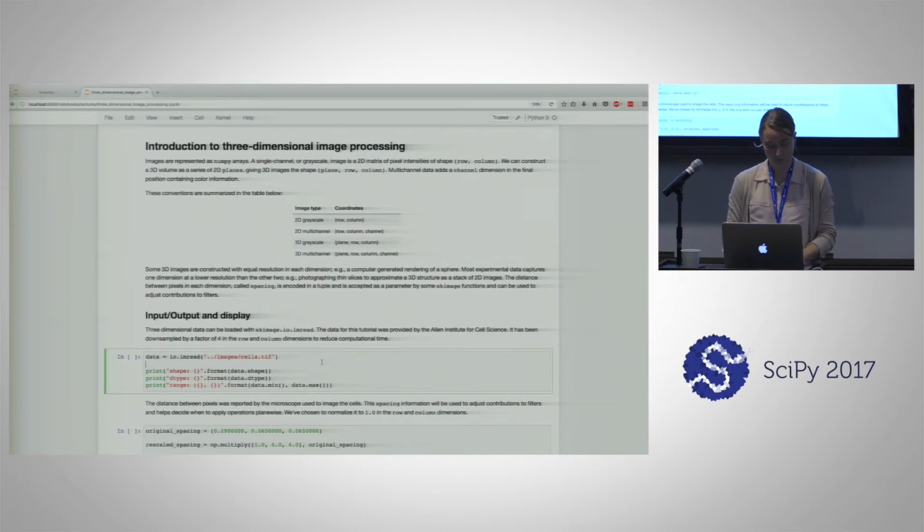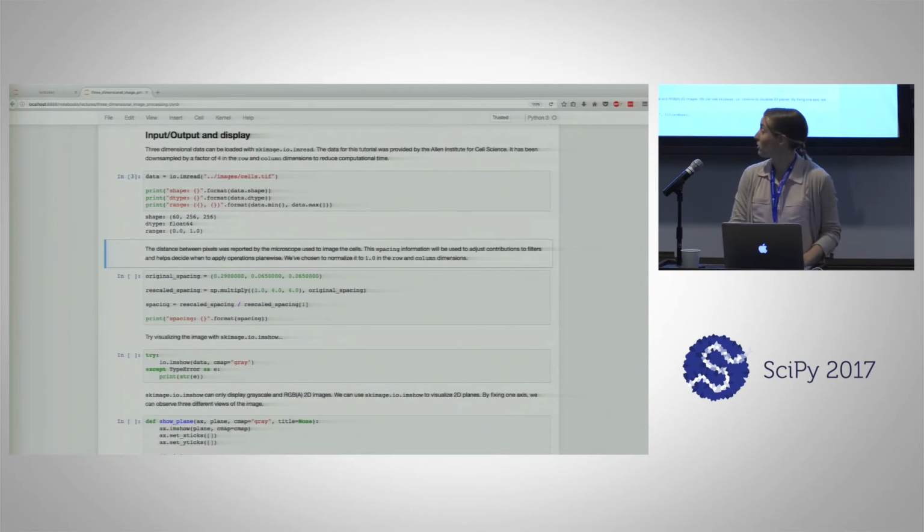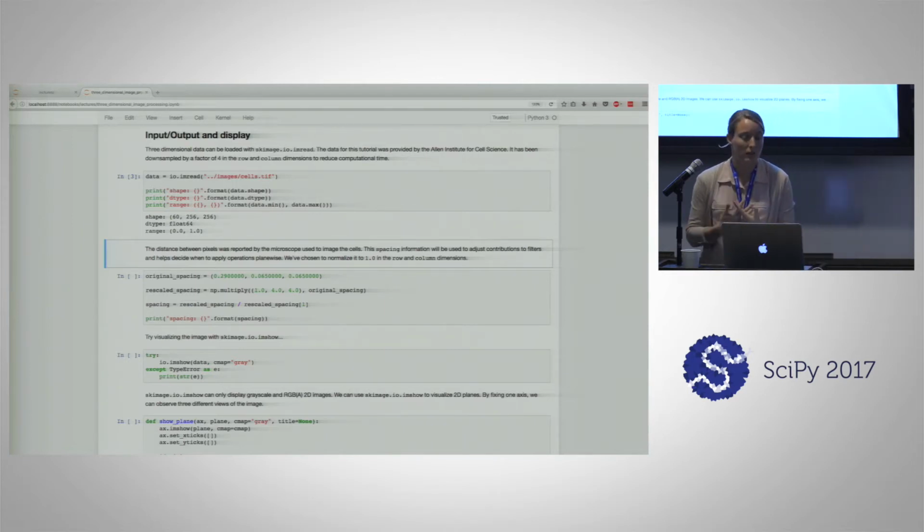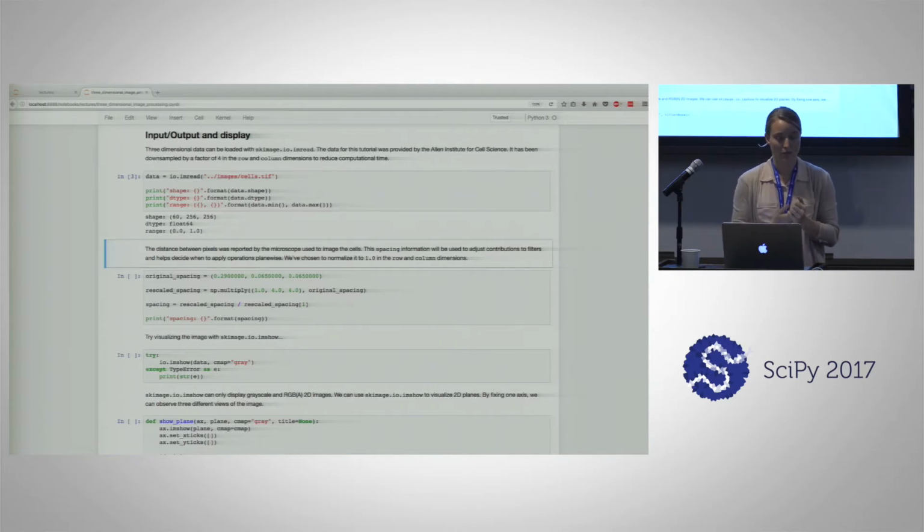So this data here was provided by the Allen Institute for Cell Science. They were my collaborators in developing 3D support, so I'm going to give them a shout out. We'll see that the shape of this image is 60 planes of 256 by 256 images. It's got a float 64 as its data type, and naturally it's scaled to 0 and 1. One thing that I will mention is that for the purposes of this tutorial, I've downsampled the image by a factor of 4 in the row and column dimensions. So the original image size was 60 by 1024 by 1024.